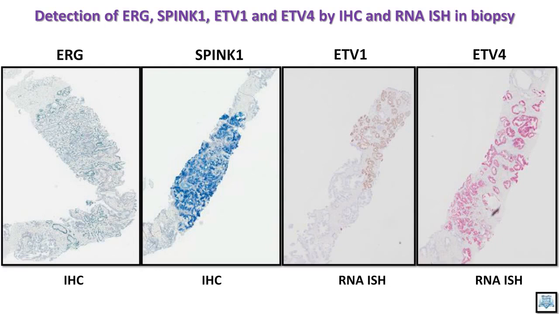As you can see, it is specific only in the cancer, but you don't see any non-specific staining in the benign. Similarly for ETV4, we developed the RNA in situ hybridization method, which stains specifically only in the tumor, but not in the benign or stromal tissue. This clearly shows that we have individually tested these immunohistochemistry antibodies and the RNA in situ hybridization probes for the reliable detection of ETS gene fusions in prostate cancer.